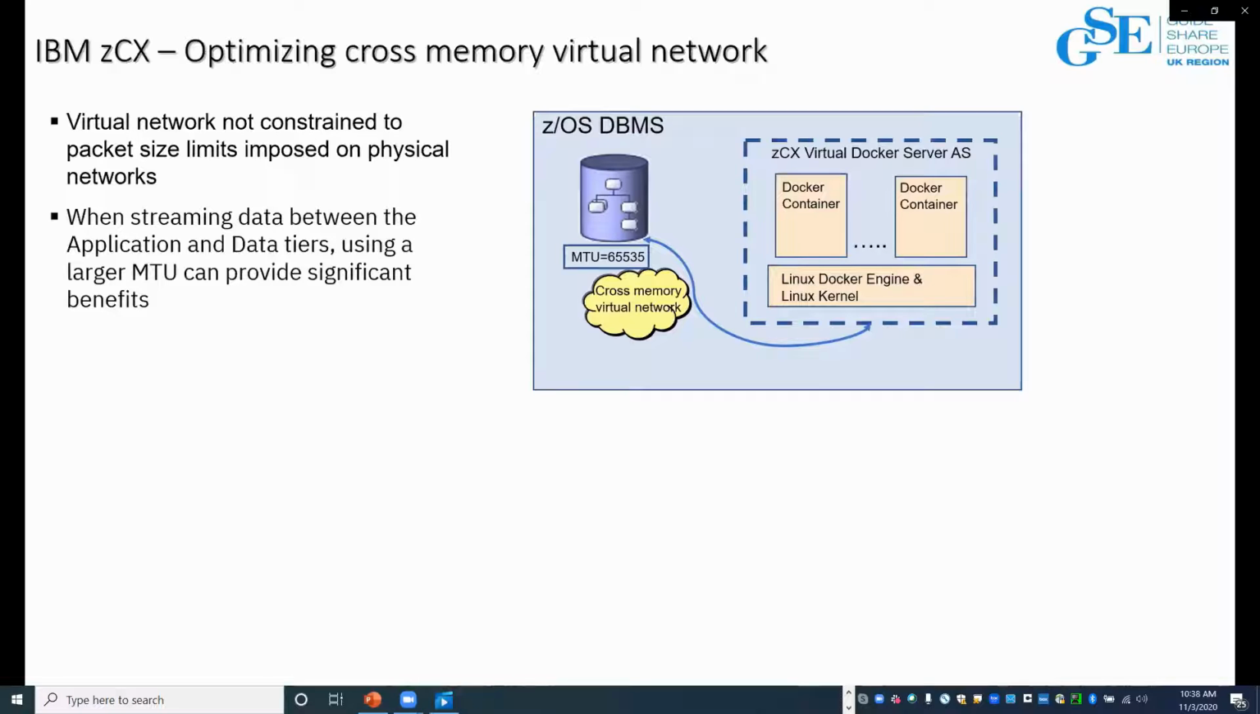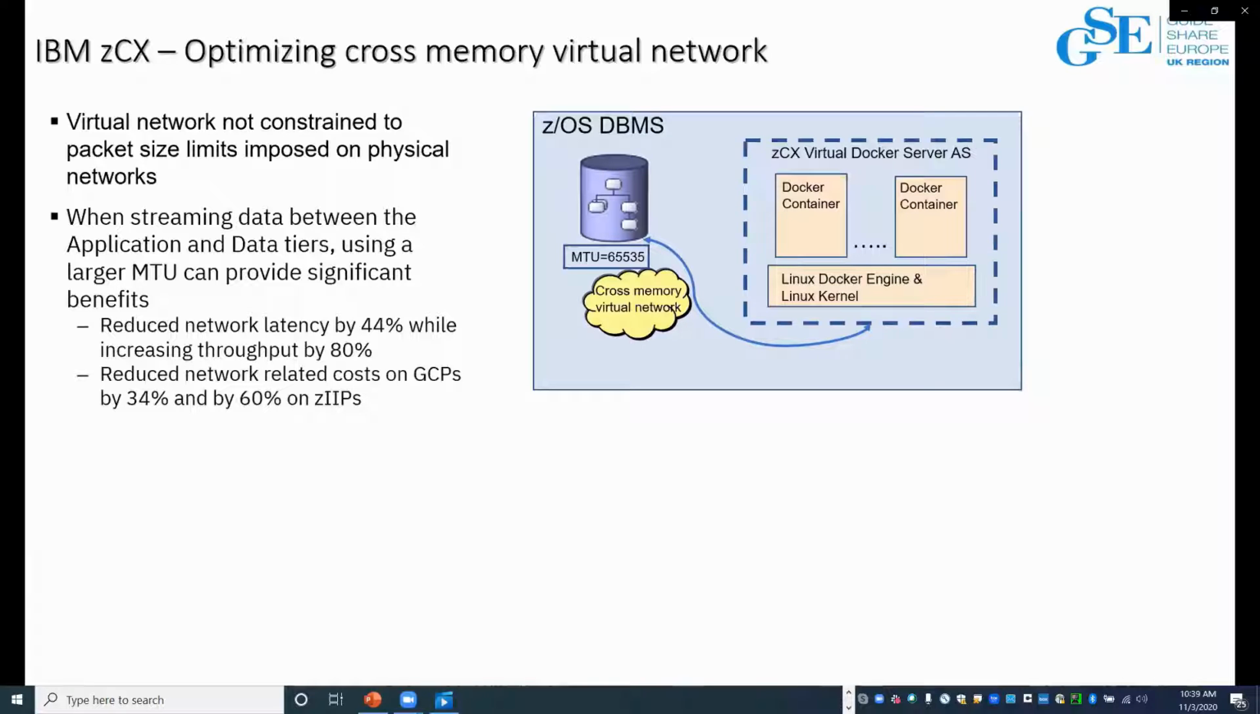So if you have a workload with large transaction payloads or that streams data between the zCX Docker container application tier and z/OS database tier, configuring a larger MTU using z/OSMF workflows for zCX and the TCP/IP profile for z/OS, you can reduce the amount of processing that would occur versus having to handle the sending and receiving of many smaller size packets.